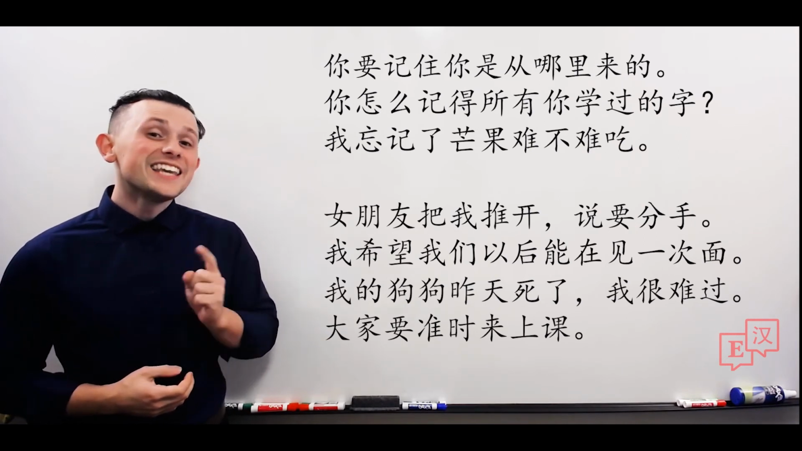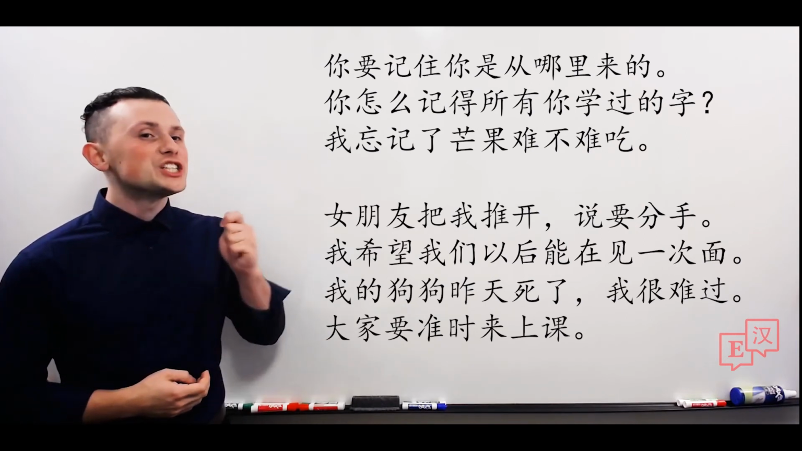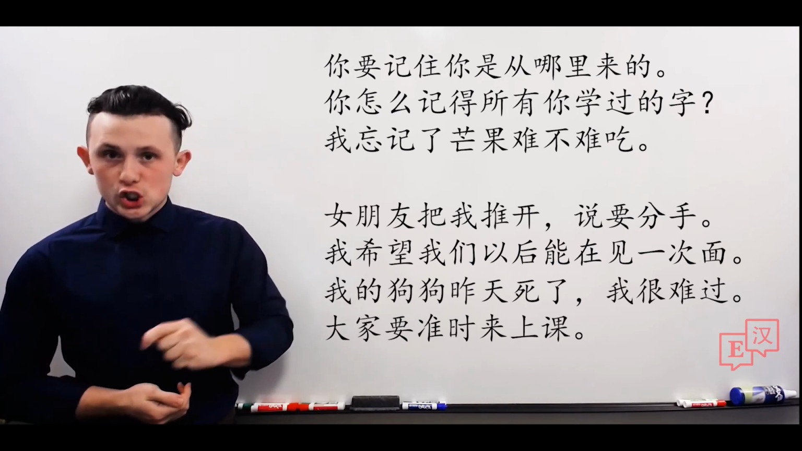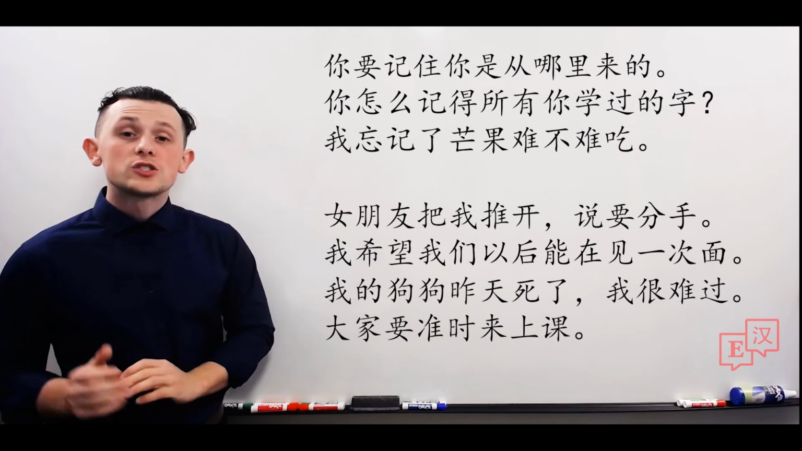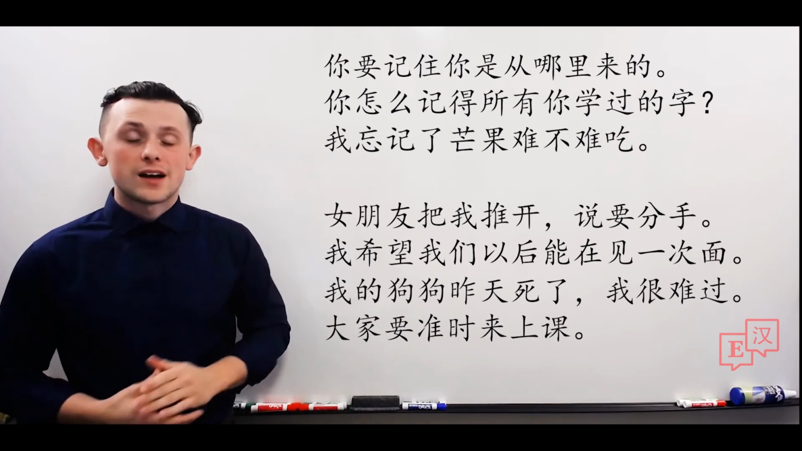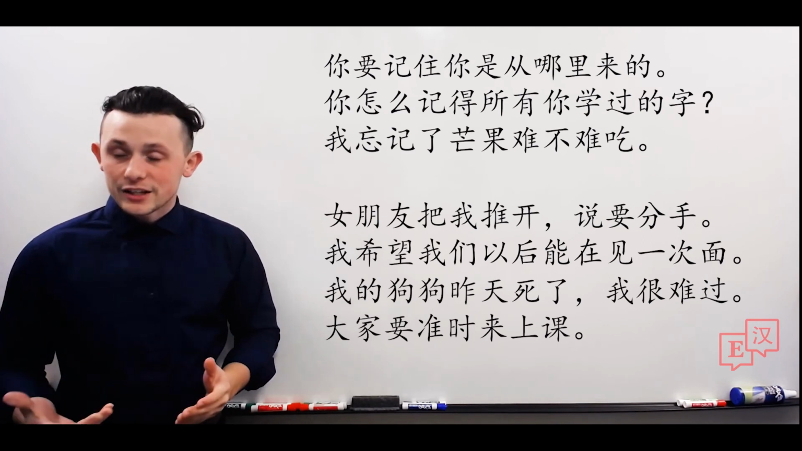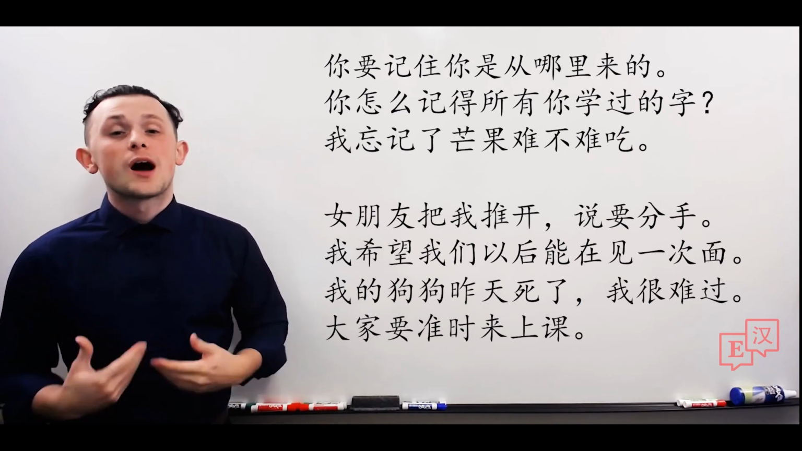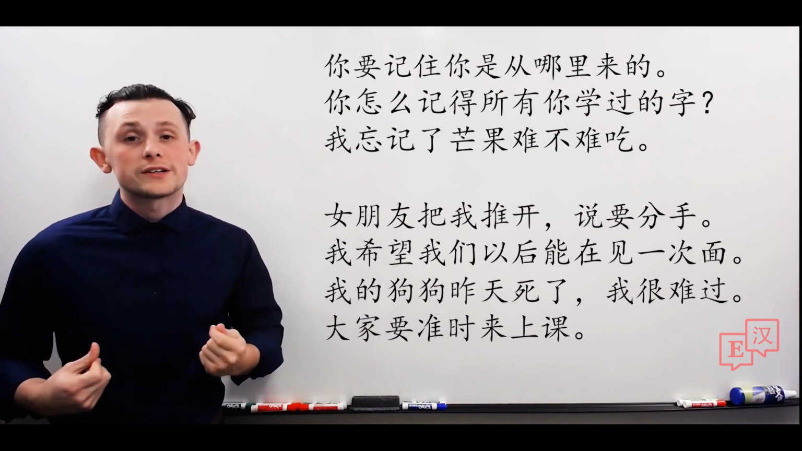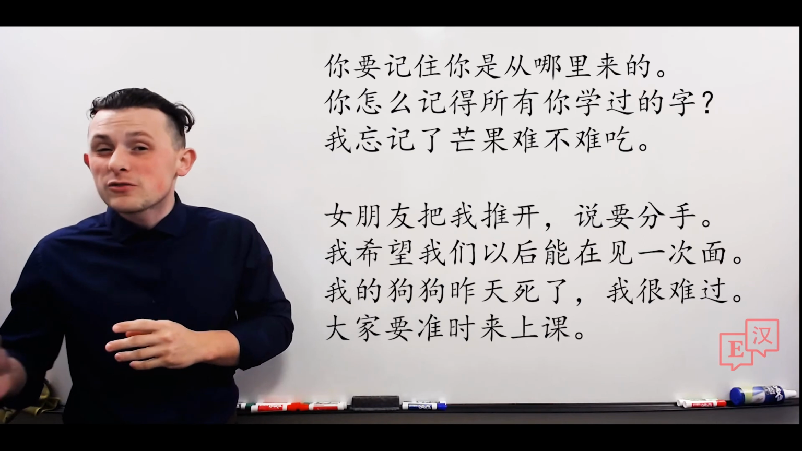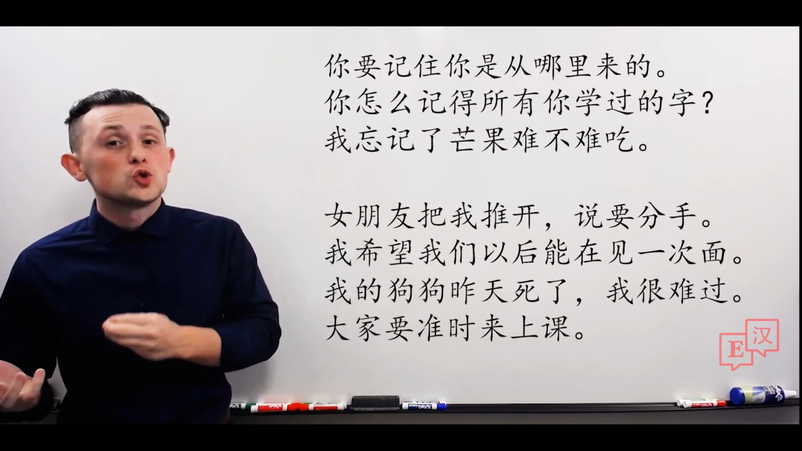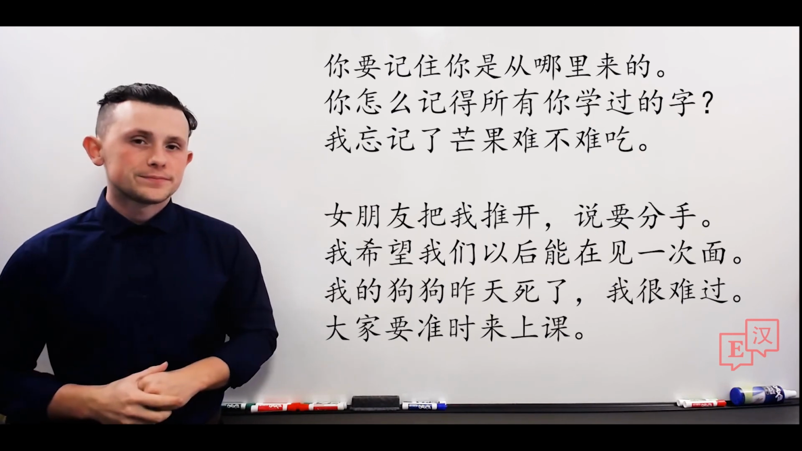Our next example. 大家要准时来上课。So 大家 must or should on time or punctually come to class. In English, everyone should come to class on time. 准时 is how we will express punctual or on time. This can be used as an adjective to describe someone. It can also be used as an adverb in the case of 准时来上课.